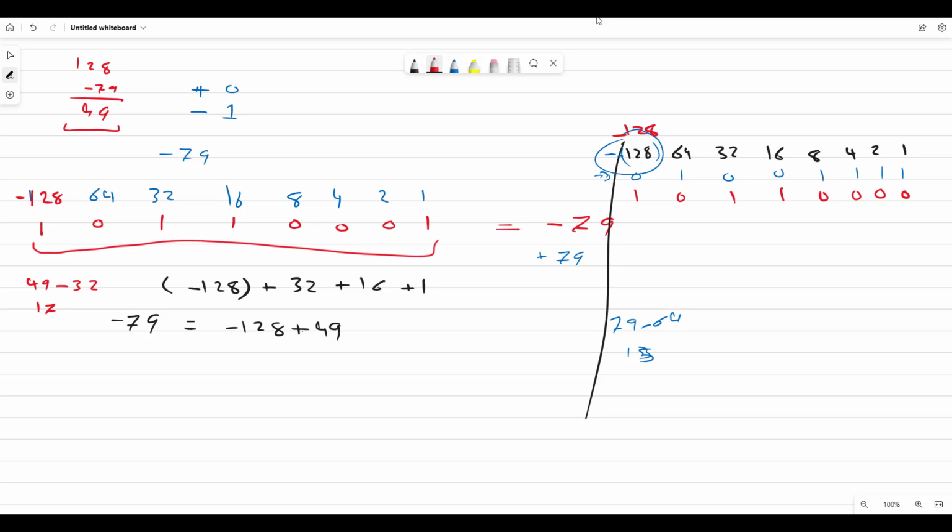Did we finish? Not yet. What should we do? This is the 1's complement. In order to get the 2's complement, we will add 1, and the result will be the negative value, which is negative 79. So this will be 1, 0, 0, 0, 1, 1, 0, 1. This is equivalent to negative 79.